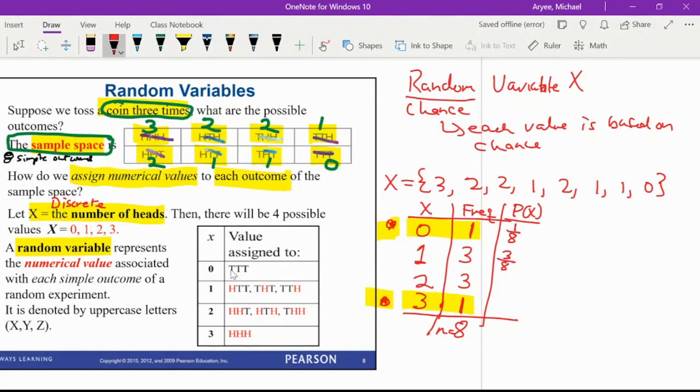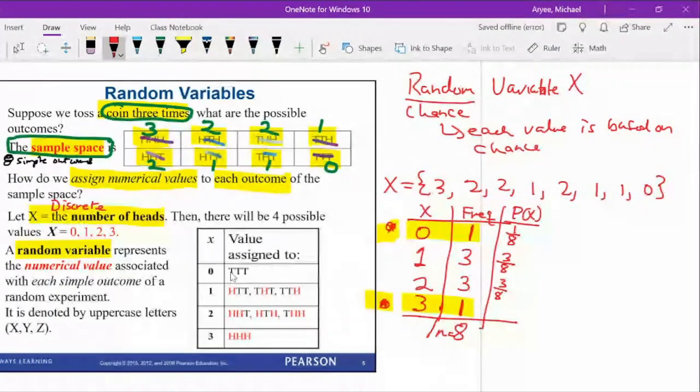1 is 3 out of 8. 2 is 3 out of 8. And then 3 is 1 out of 8. Now, when you sum this, the sum is equal to 1.